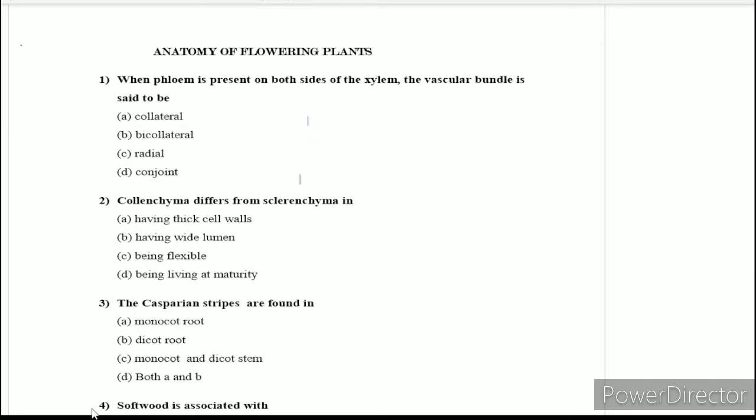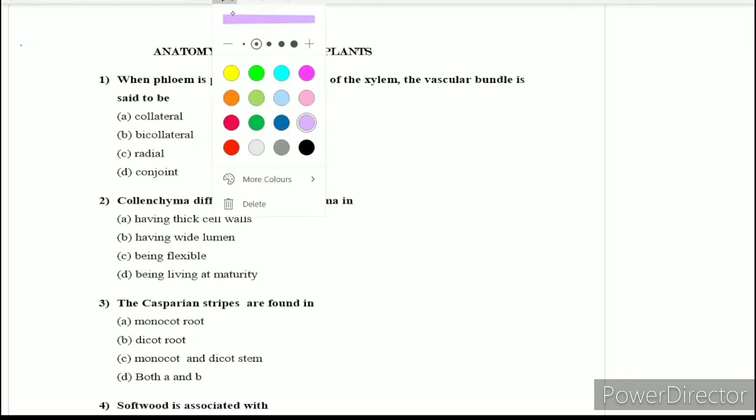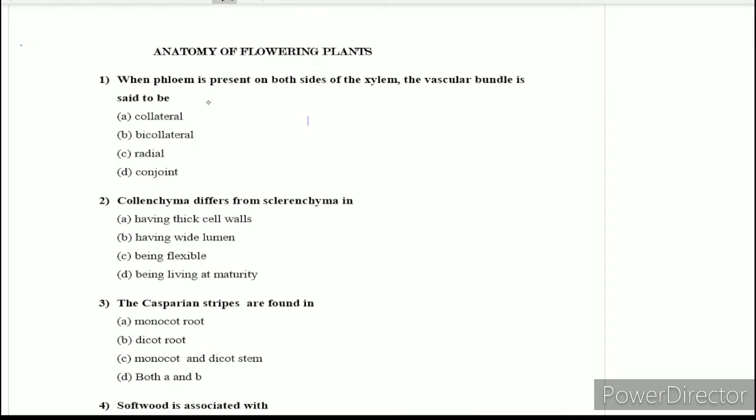Hello friends, in today's topic we are going to discuss some of the important questions from the lesson Anatomy of Flowering Plants. The first question is, when phloem is present on both the sides of the xylem, the vascular bundle is said to be collateral.